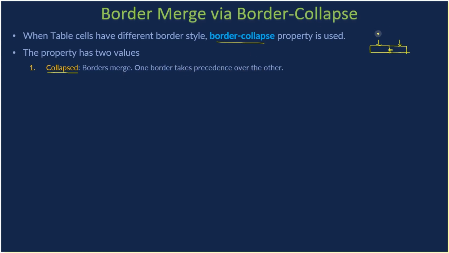So let's say this is solid and this one is dashed. Out of these two, one will take precedence and that one will get displayed here. Since borders are merging, it's not possible to display both. So browsers will display one border here by taking precedence over the other one.